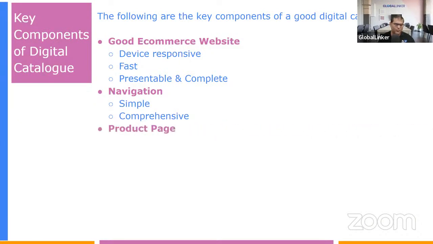Then we have the product page. That is the core or heart of your digital catalog. And what are the key components? The first component is images. And why I have kept images on top, because human beings are visual beings.